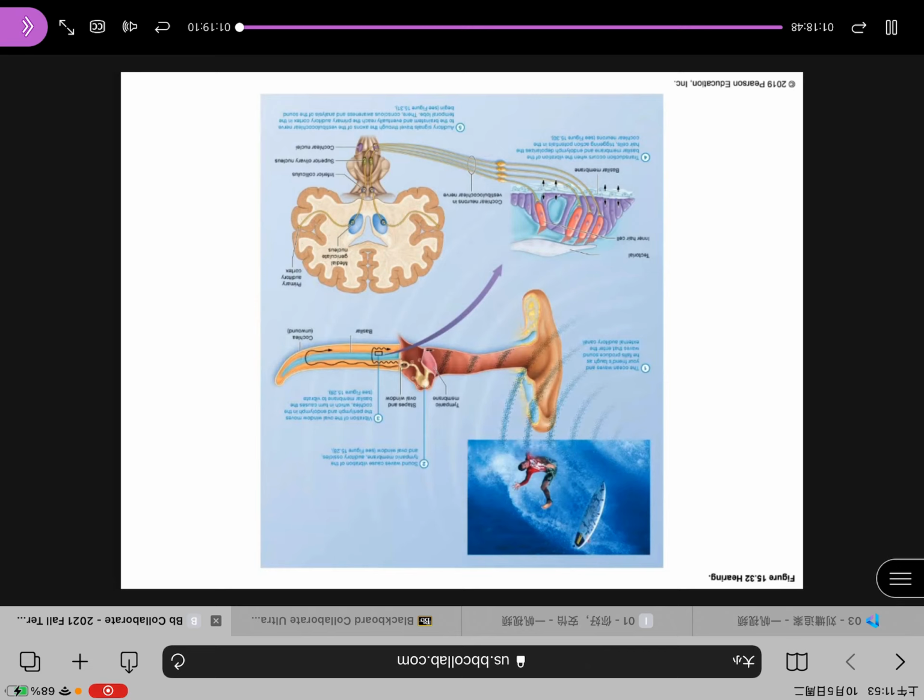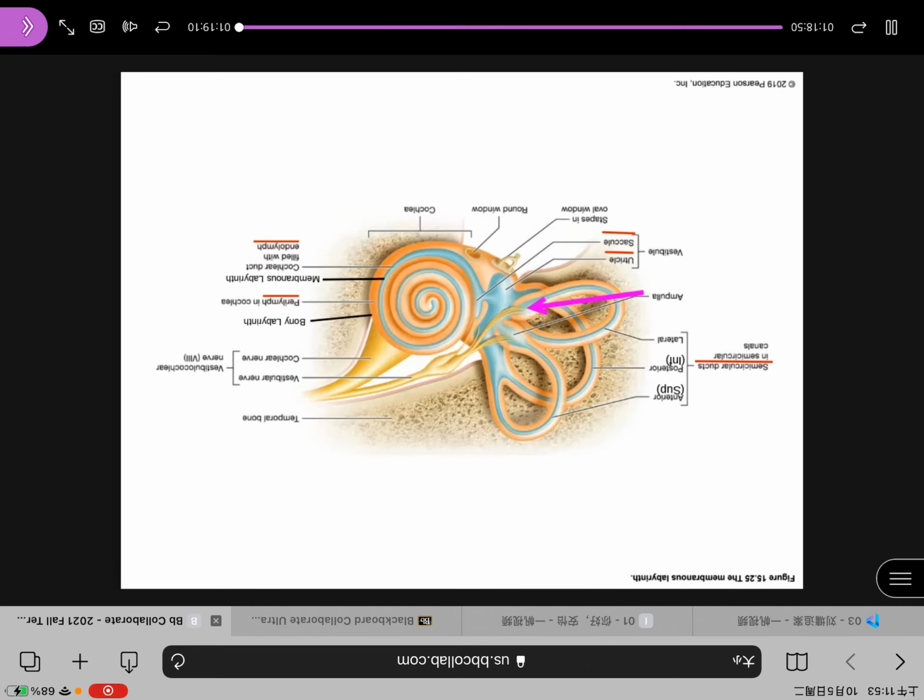The other important part of your inner ear, what you remember, was the sense of balance. So here we have the two nerves, the nerve for hearing and the nerve for balance.